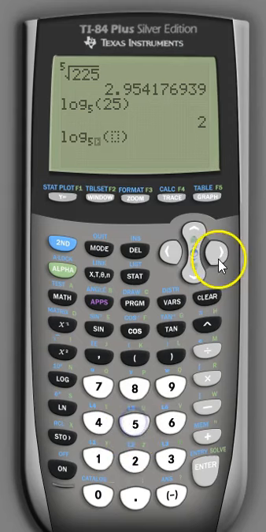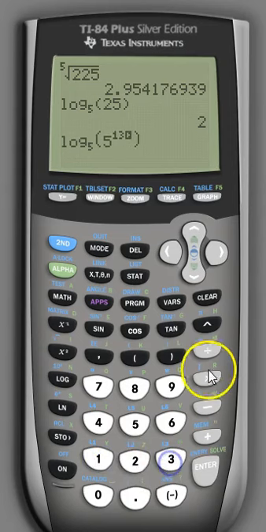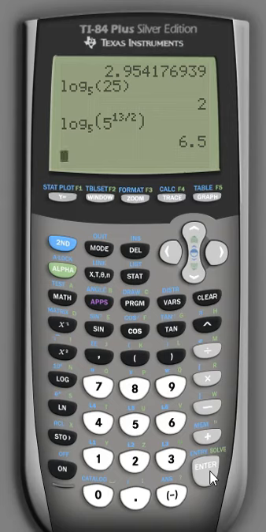Maybe they'll put in 5, but they'll put up a power. I want to make sure you realize that this little caret right here is the power. You notice that it moves it up. So say for instance it's 13 divided by 2 in the power, and then I hit enter, and that would help you get your answer. So remember that this is the little caret button to give me power.